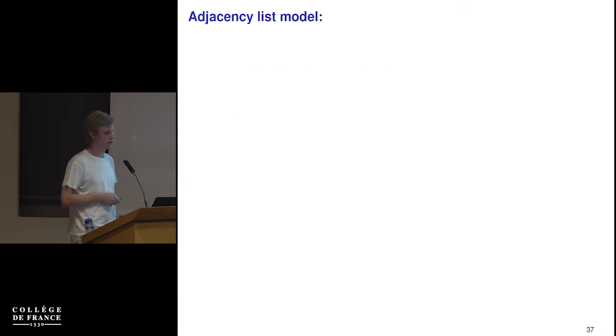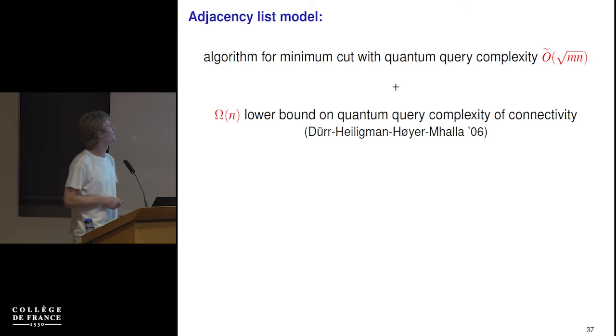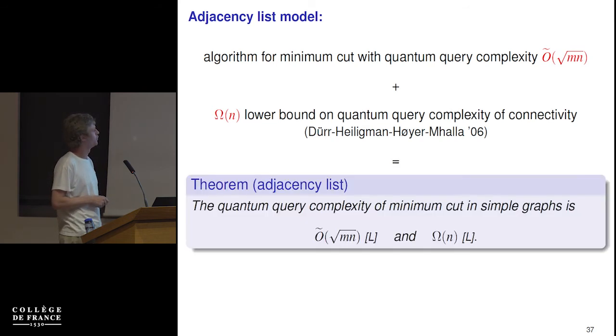In the adjacency list model, I just want to add that in many cases I think this is a more challenging model, and it requires more insight, and you have to be a bit smarter about things, which we didn't quite succeed in. So there's still this gap in the adjacency list model. Namely, we have this upper bound, which scales as O tilde square root of mn, and we have this lower bound, which is just the connectivity lower bound. We've been trying to prove lower bounds here, but this wasn't terribly fruitful so far.